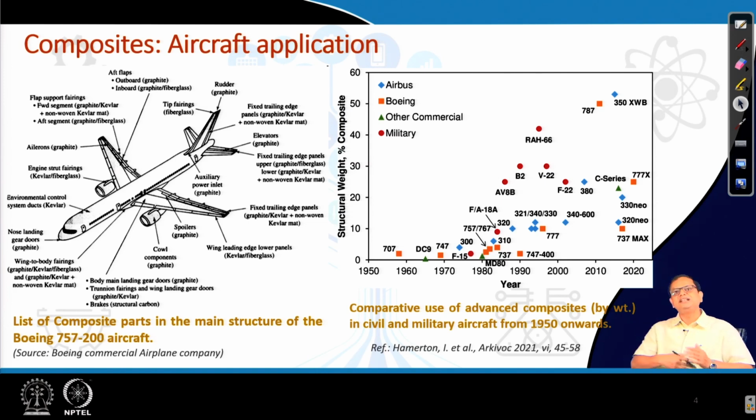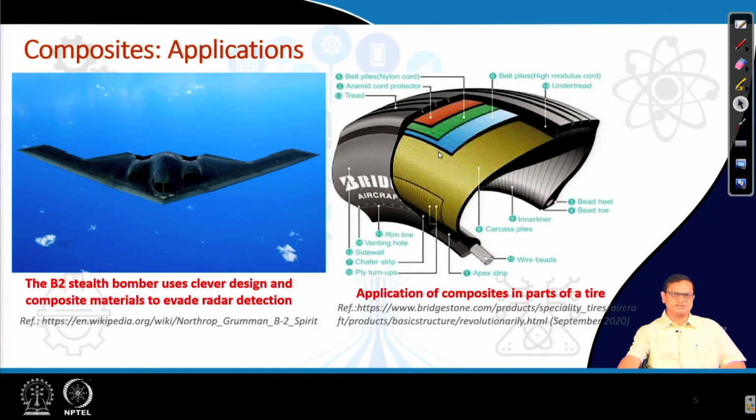So, basically you can see clearly here that to improve different kinds of mechanical properties, while keeping the weight low so that it becomes energy efficient and fuel efficient, there is no other option than composite materials. Let me give you some more examples of composite materials being used.